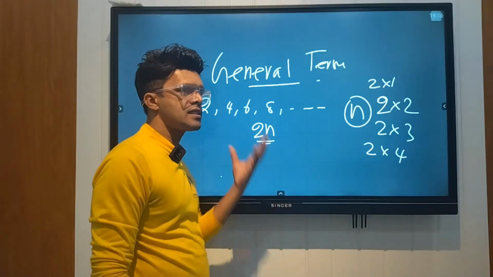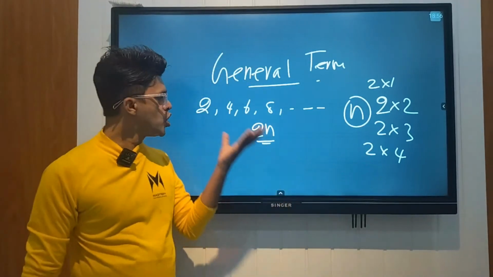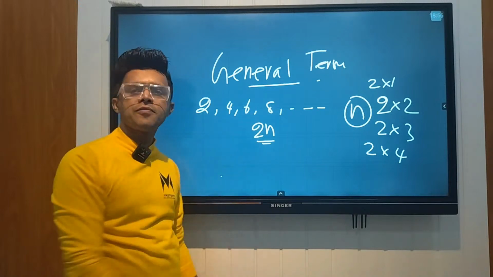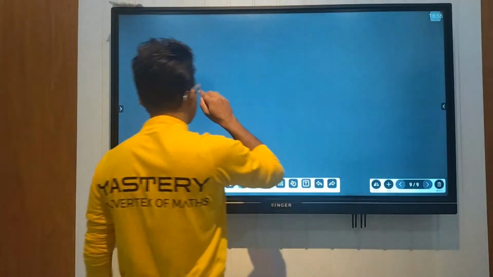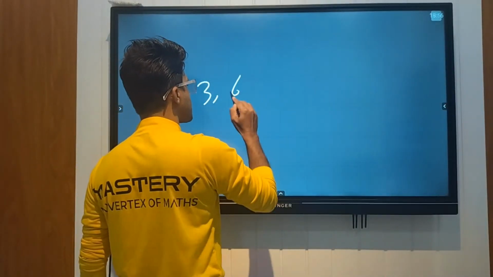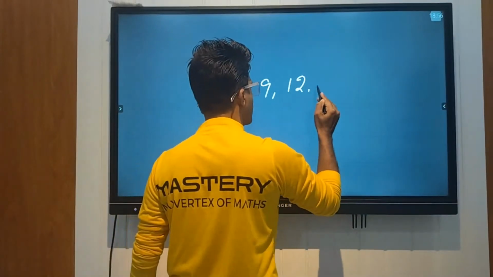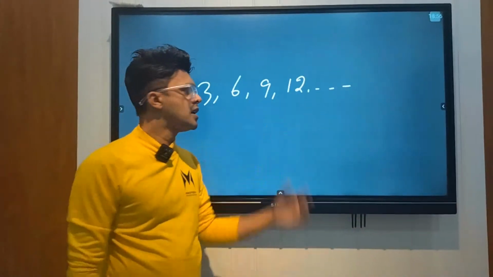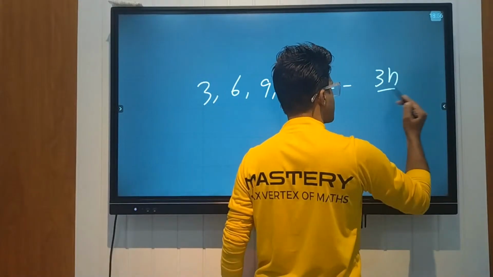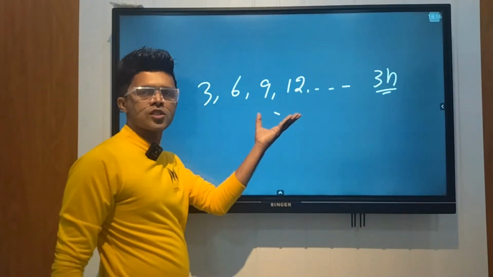Why did I get the general term of this number pattern as 2n? These are the multiples of 2. Okay, then how can we find the general term of this one? 3, 6, 9, 12, and so on. Right? What should be the general term of this number pattern? The general term of this number pattern is 3n, and the reason is these are the multiples of 3.